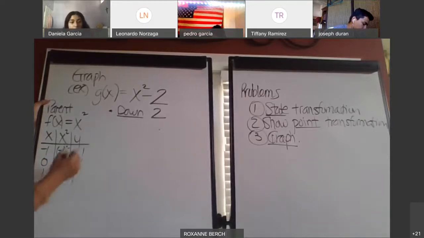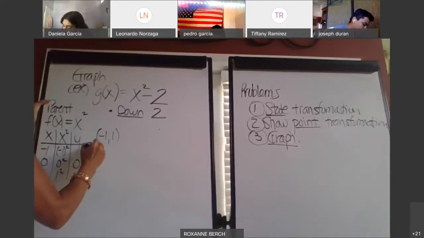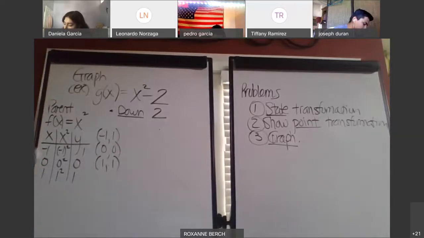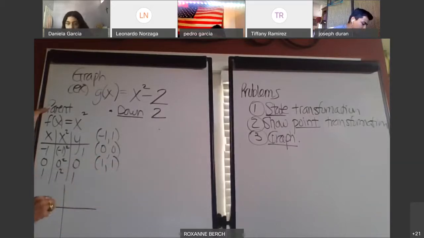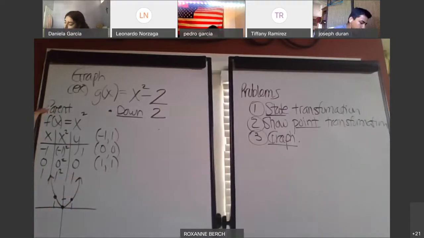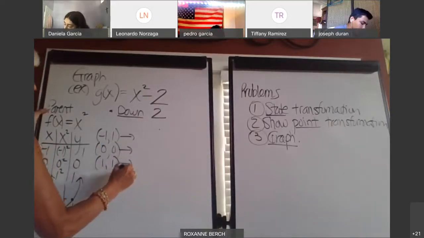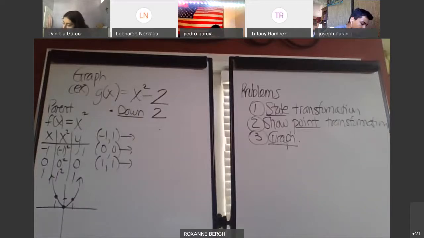So these are ordered pairs. Left 1, up 1, 0, 0, right 1, up 1. Now, we don't have to pick those points. Those are just the most simple points. And this is the parent of the quadratic, left 1, up 1, 0, 0, right 1, up 1. So this is what the parent of the quadratic looks like. Now, we're always going to use these points when we're doing a transformation on the quadratic. And like I said, you don't have to use these points. You could have put in a 4, and 4 squared is 16. So these are the points we're always going to use for the quadratic.